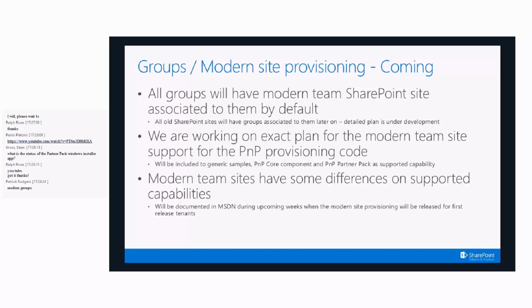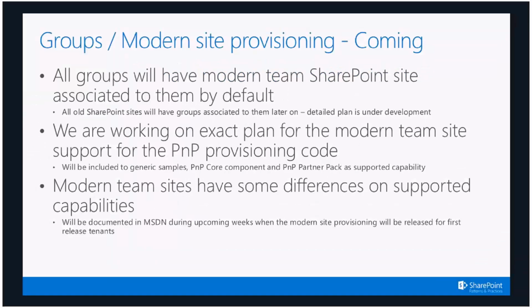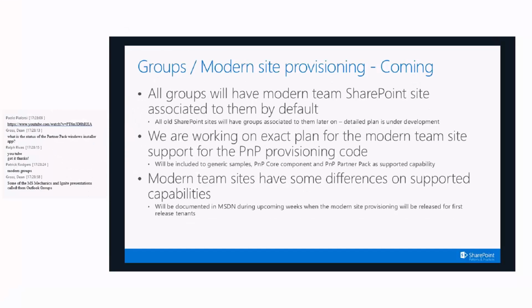And now, this is an interesting discussion. At Ignite, we also announced that every single group will get a SharePoint site, and every single SharePoint site will get a group. That, however, will take a while because the detailed plan is under development. But if you have a desire to start using modern team sites in SharePoint Online as fast as possible, relatively soon, how would we actually do that? The answer is by provisioning groups, because the group sites are actually modern team sites.